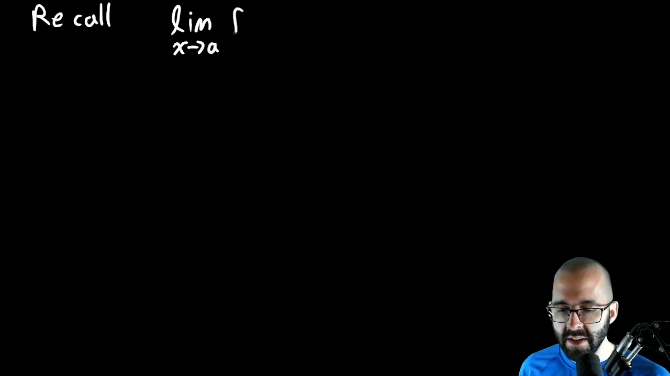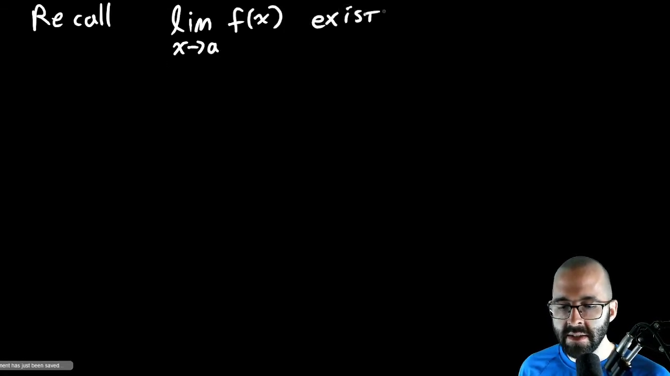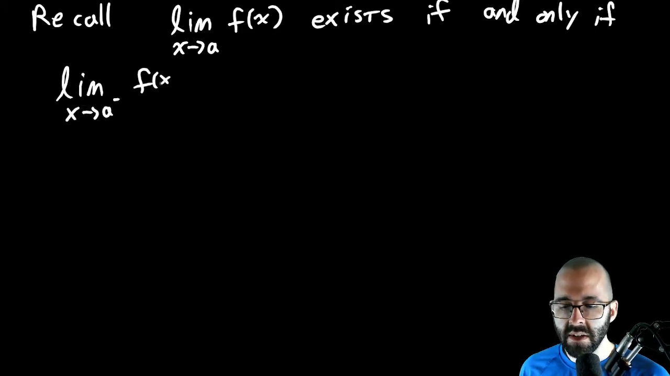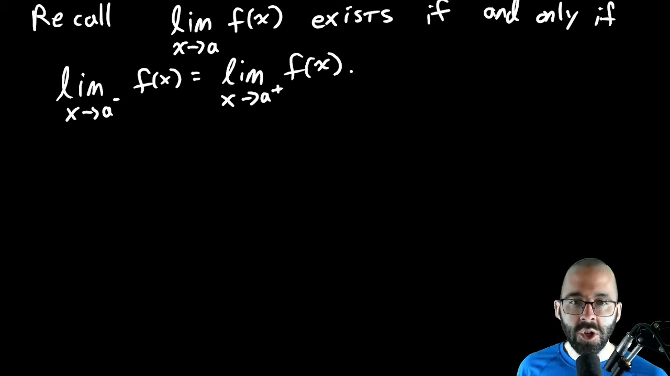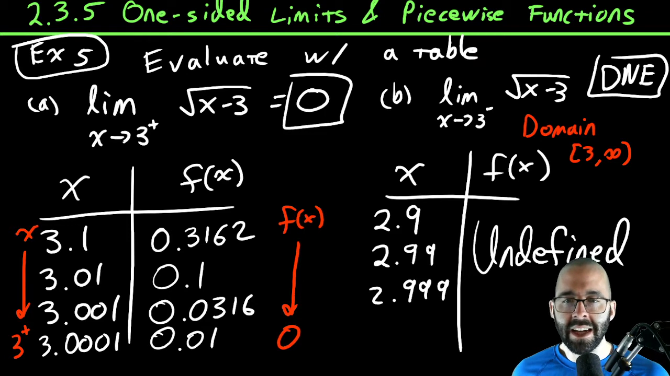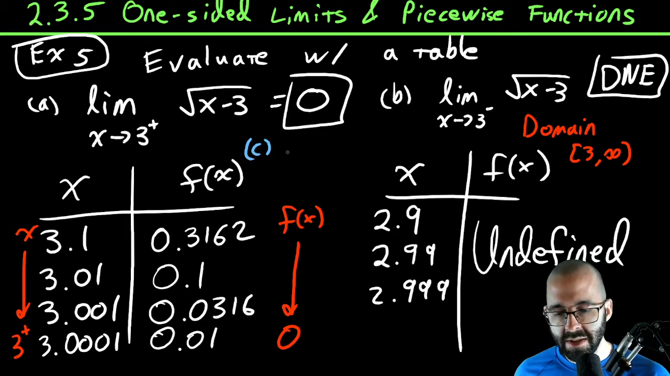Something else about one-sided limits. Remember from the last section that the limit as x approaches a of some function exists if and only if the limit as x approaches a from the left is the same as the limit as x approaches a from the right of that function. So for a two-sided limit to exist, both one-sided limits have to be the same. So in this last example, I didn't ask about it, but if I did ask a part C that said, what is the limit as x approaches 3 of this function?